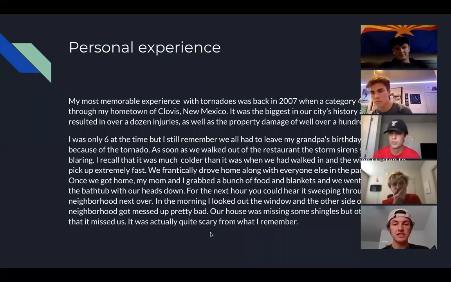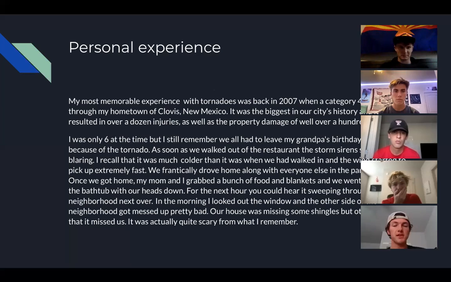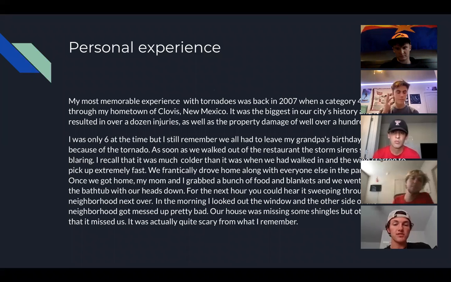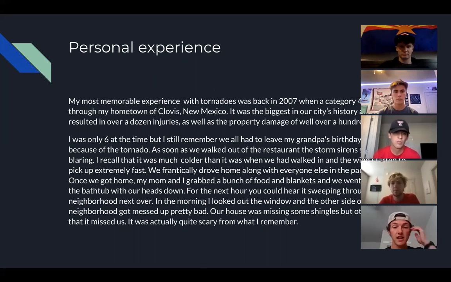So as someone who has lived in Tornado Alley my whole life, I have a little experience with tornadoes. The most memorable experience with tornadoes was back in 2007 when a Category 4 tornado ran through my hometown of Columbus, New Mexico. It was the biggest in our city's history, and it resulted in over a dozen injuries, as well as the property damage of well over 100 homes.